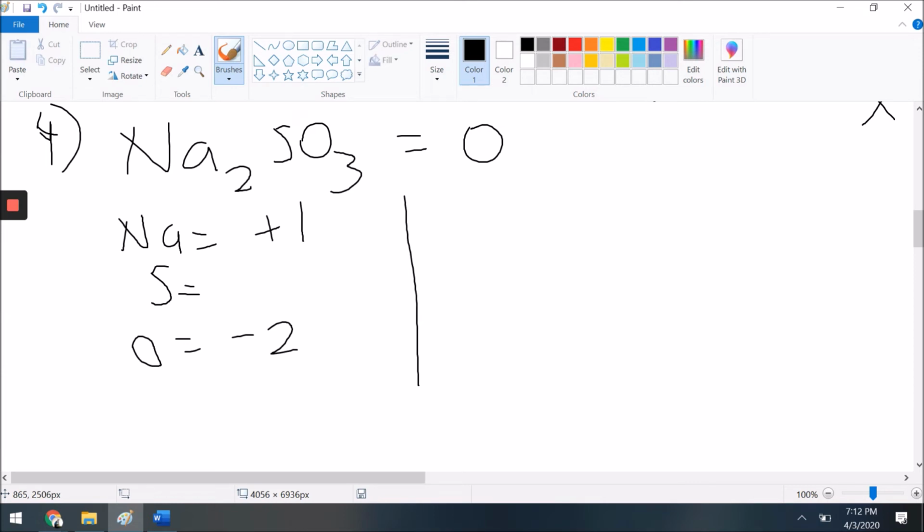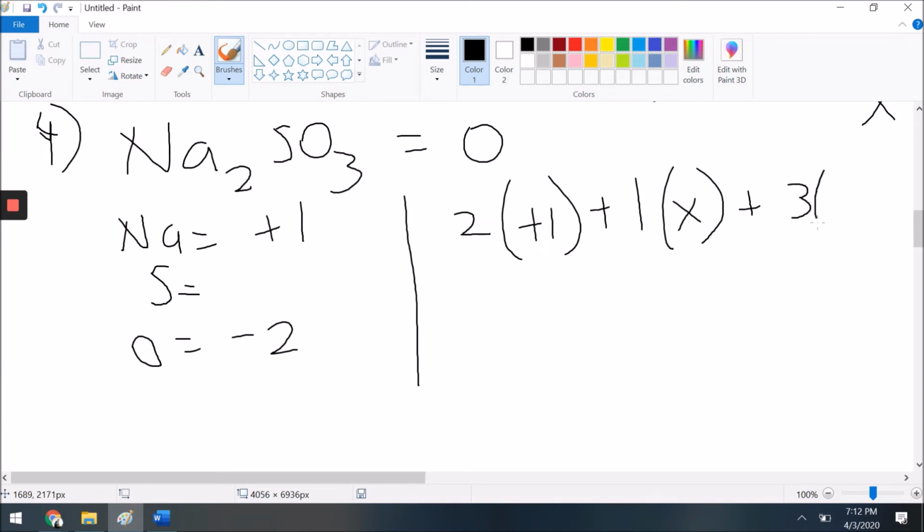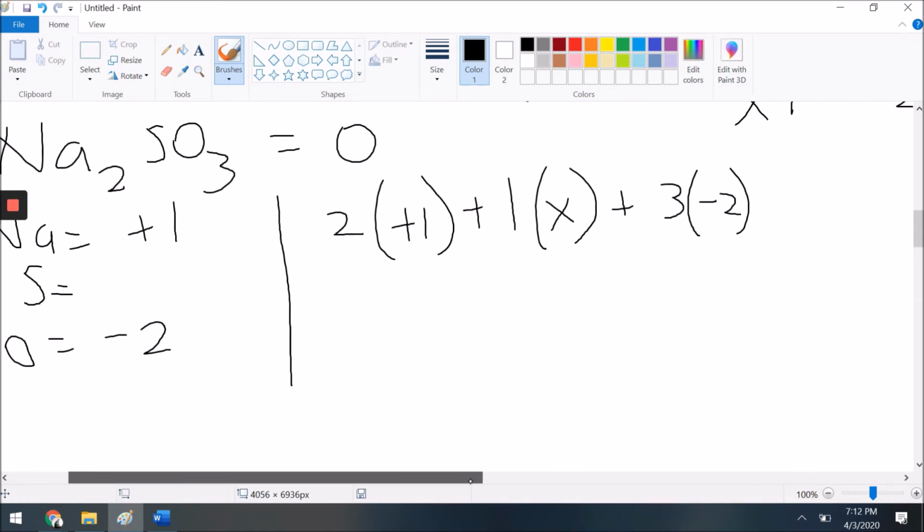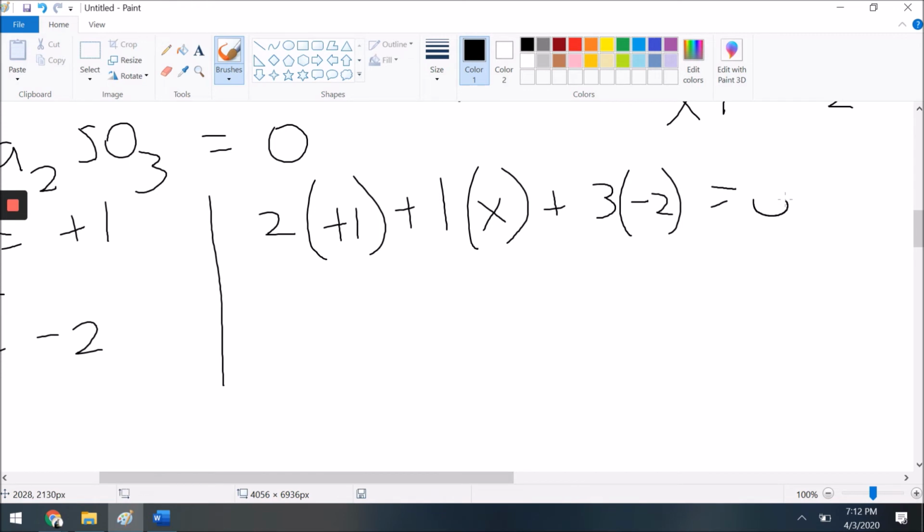Start with sodium first. You have 2, oxidation number +1 for each sodium. Add it to 1 sulfur times the oxidation number for sulfur, which is X, plus oxygen. You have 3. The oxidation number for each oxygen is -2. I'm going to set it equal to 0.